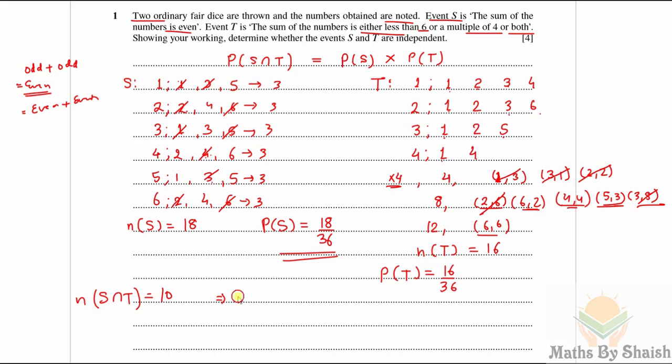So the probability of S intersection T is 10 over the total, that is 36, which is of course not equal to 18 over 36 times 16 over 36. That's why S and T are not independent.